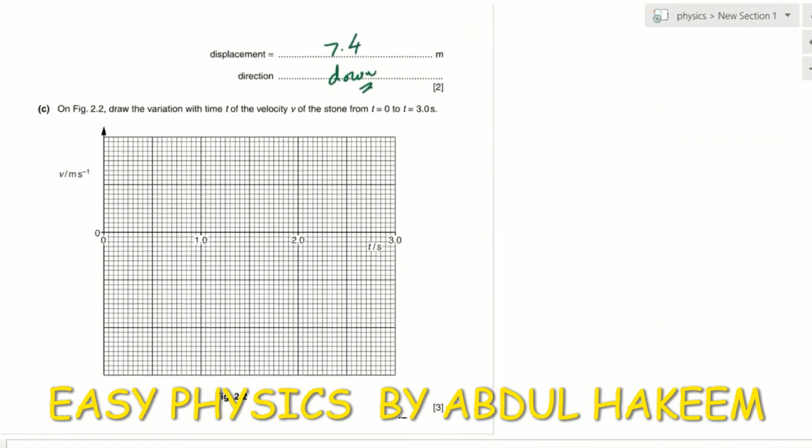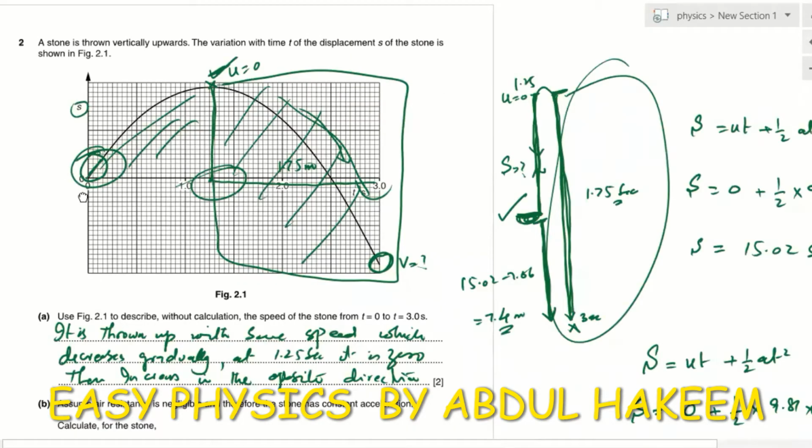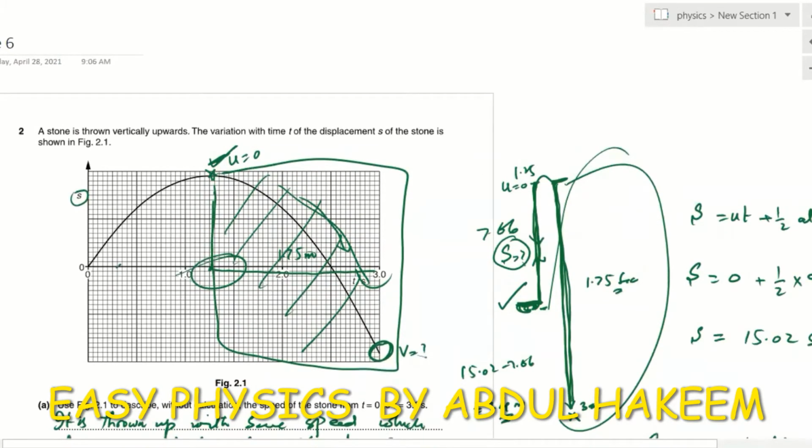If we move to this C part, draw the variation with time t of the velocity of the stone from t0 to t3. So at 0, what is the speed? Again, we will calculate from this portion. Look, the distance is calculated here, which is 7.66. We can apply the equation V is equal to U plus AT. The final velocity at the top is 0. The initial speed is required.